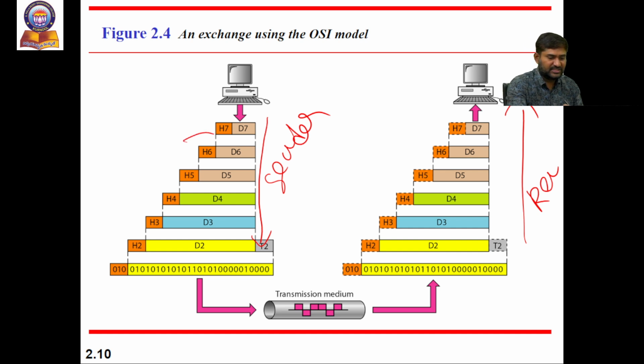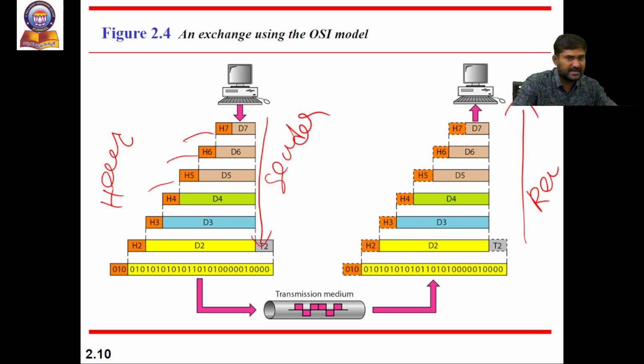And all these H7, H6, H5 and so on belong to the header. I already mentioned that at every layer, after the completion of all the processes, the layer adds its header. Clear?